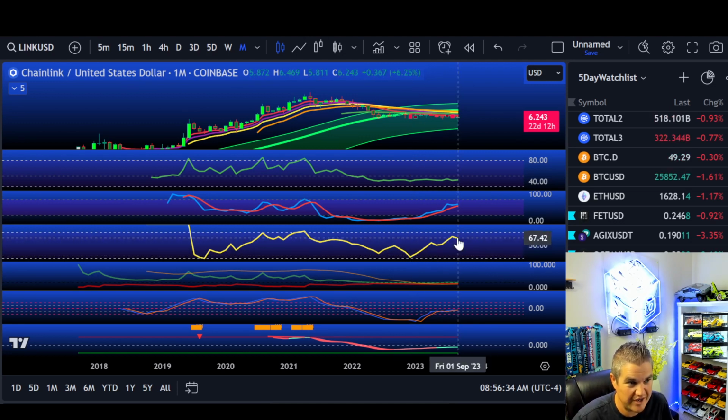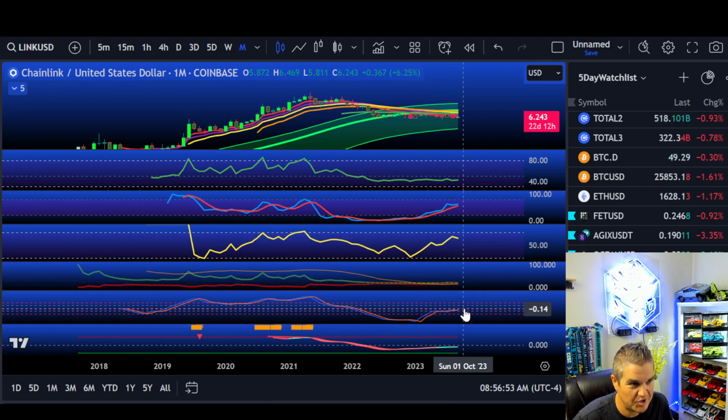Bullish divergence, right? MFI versus RSI. I love using the MFI over the RSI. I pay very little attention to the RSI, because the MFI is very similar, but it includes the volume. Wouldn't you want that, right? This tells me that people are accumulating Chainlink. That's what you want to see.